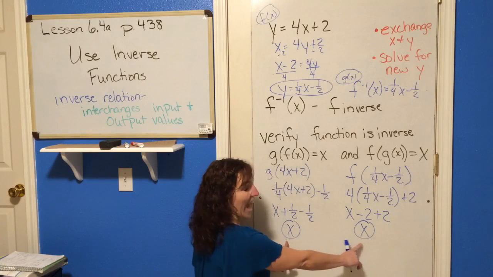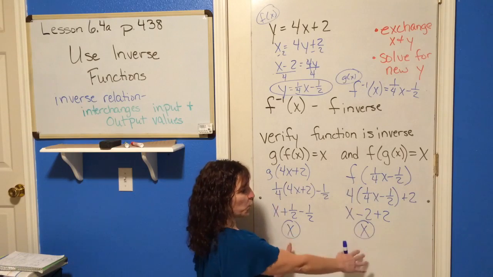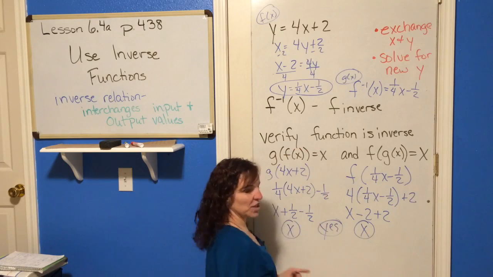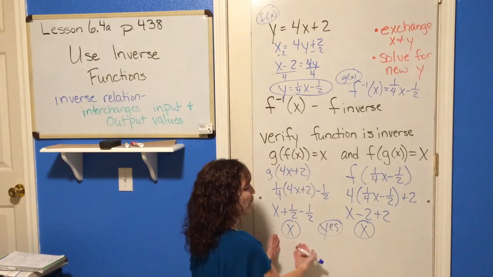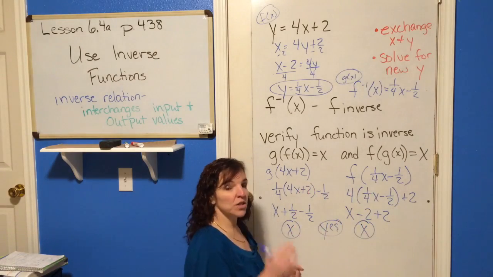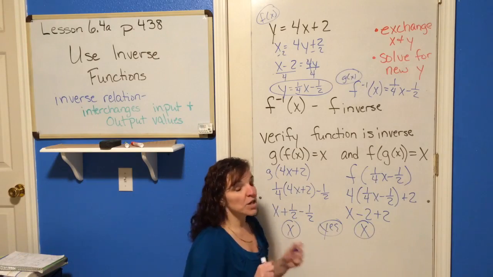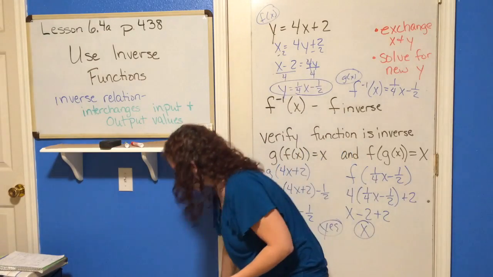So if I got x on both equations, both times that I worked it out, then yes, this function is inverse. And we knew that it was because we worked it. So if you get anything other than x either direction, no, those were not inverse functions of each other. All right? So one more thing and then we're done for today. Oh my word, this is a quick one.